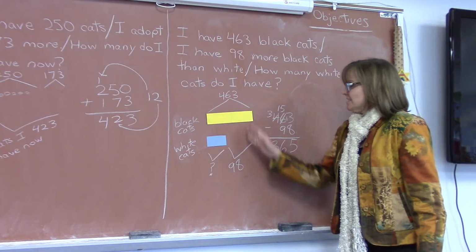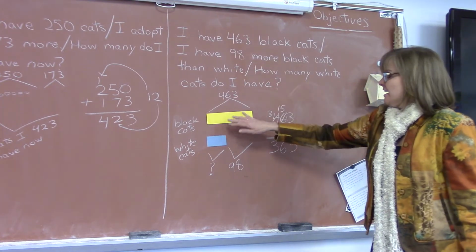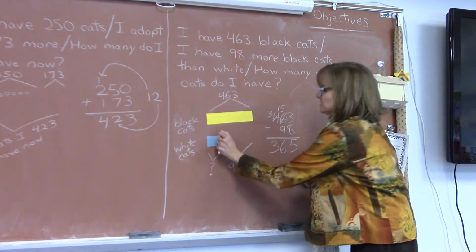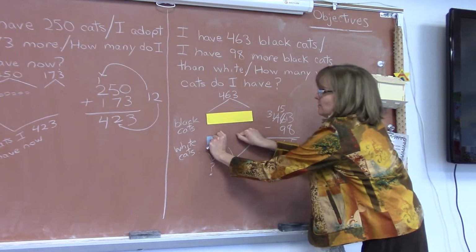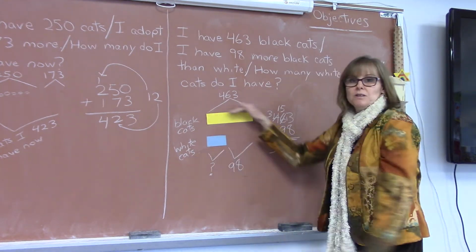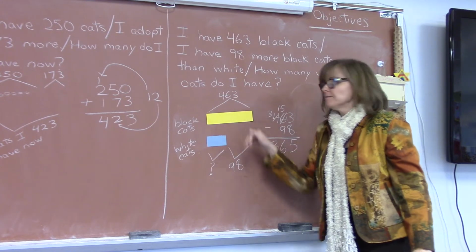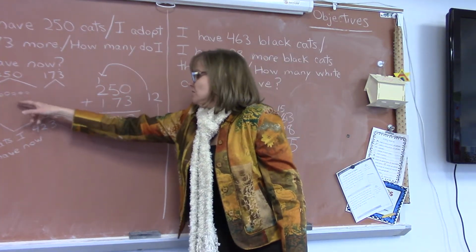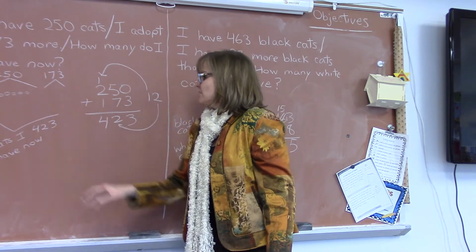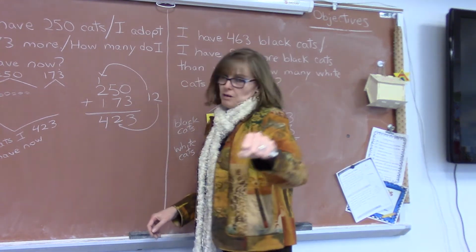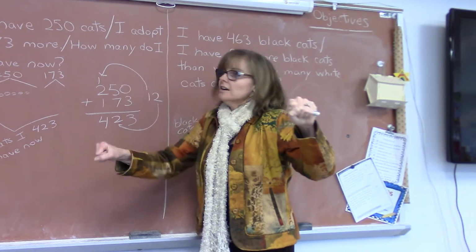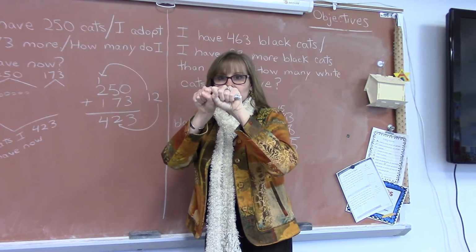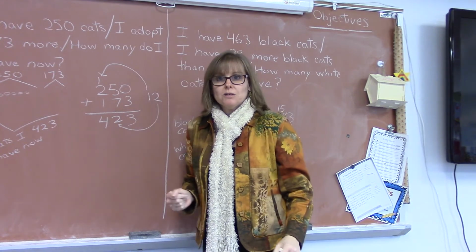So in the case where I had more black cats, this was going to be my whole, because whole equals part plus part. If I put these two together, I'm going to wind up with this part right here. Over on my other example, we have 250 and we have 173. Part I had to begin with, part I adopted, I add them together, and I make that whole. So that's our lesson on bar models.